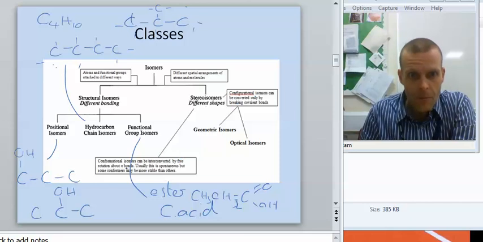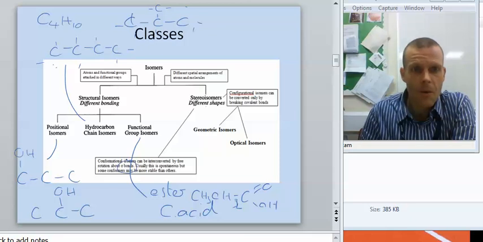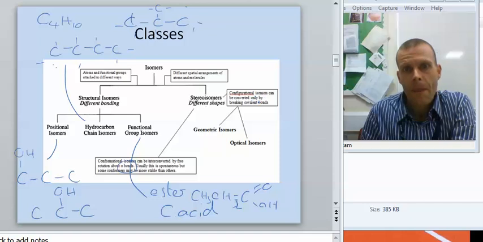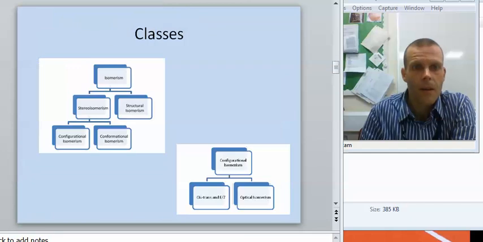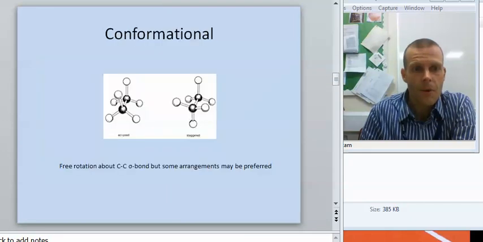Conformational, which is kind of short-lived stuff. It involves rotation about a sigma bond. And configurational, where we would need to break and remake covalent bonds to end up with the alternative isomer. That's taken from the course guide again. Alright, let's do conformational and get that out of the way.